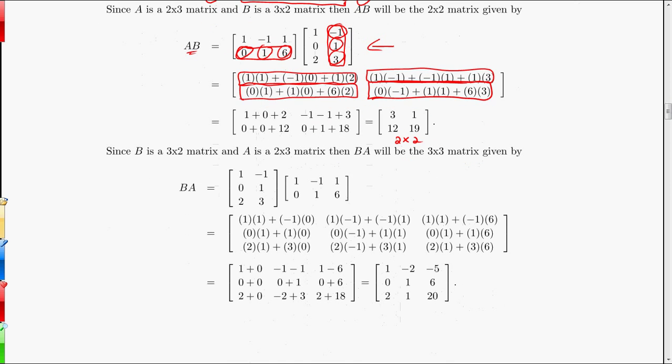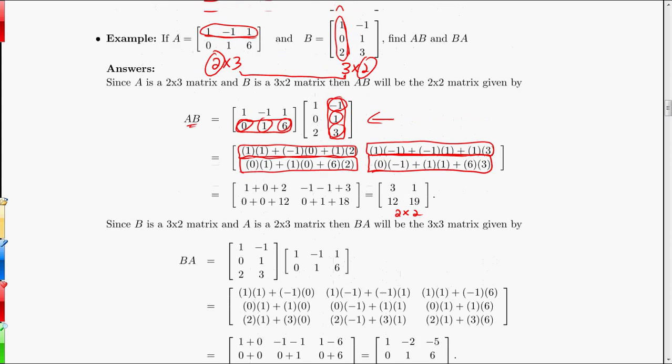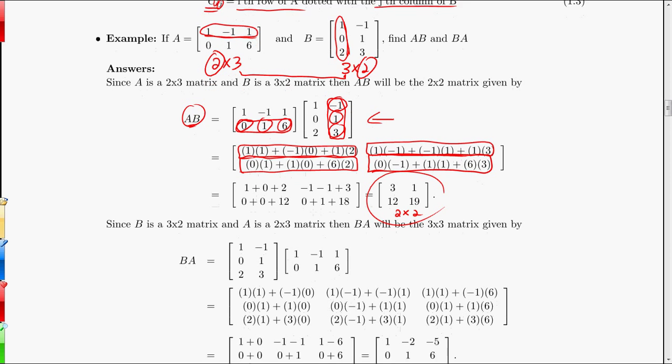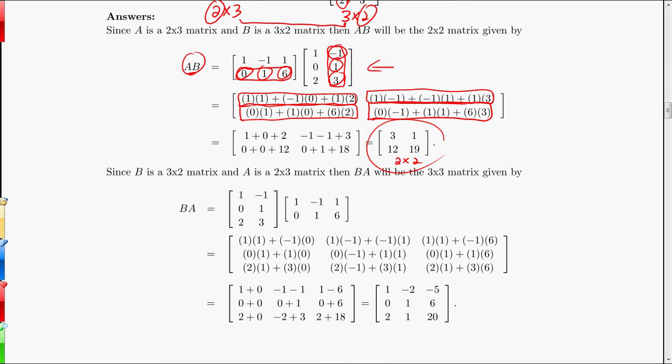And let's suppose we switch the order. So this is very important. This is AB, and I get this 2 by 2 matrix. If I do BA, and BA in this case is a 3 by 2 and then a 2 by 3, I can multiply these together because the number of columns in B equals the number of rows in A. It's not trivial in the sense that there's a lot going on, it's just a lot of addition and multiplication.